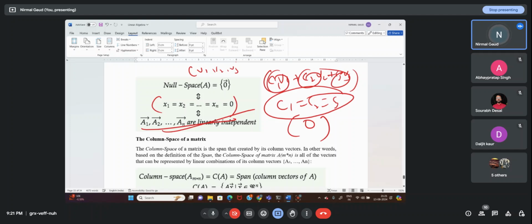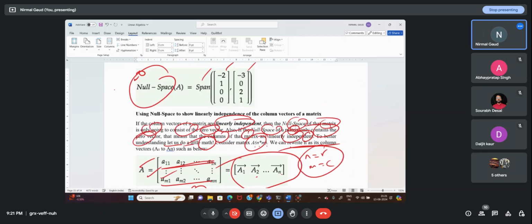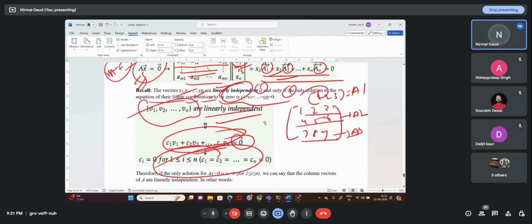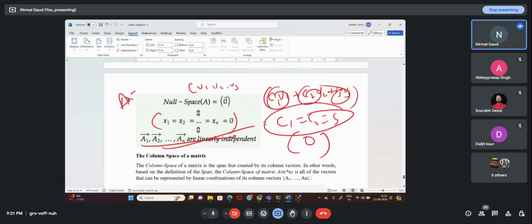So this is the null space. Just remember, for the null space, Ax equal to 0. That is, multiply a matrix with a vector, and it should be a zero vector. This defines a null space. And in the case of null space, you have a linearly independent solution. Don't stress too much.